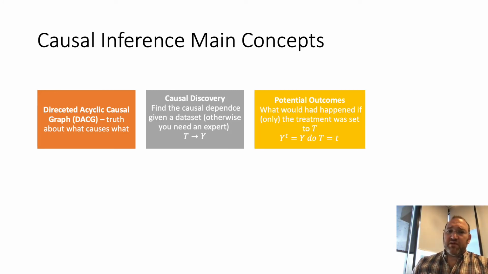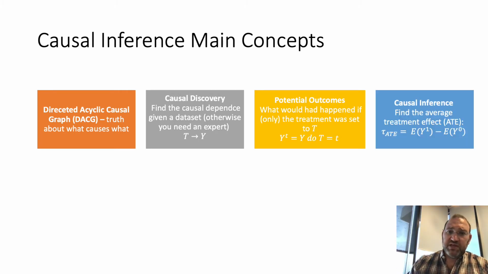Potential outcomes are, as I mentioned, the outcomes of what would happen if I do an action or if I don't do an action. These are imaginations of the different outcomes that could have happened, but we only see one of them. The one that we see is the factual outcome, and the ones that we don't see are the counterfactuals.